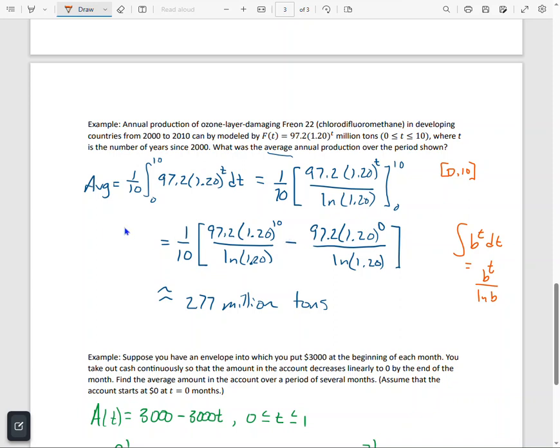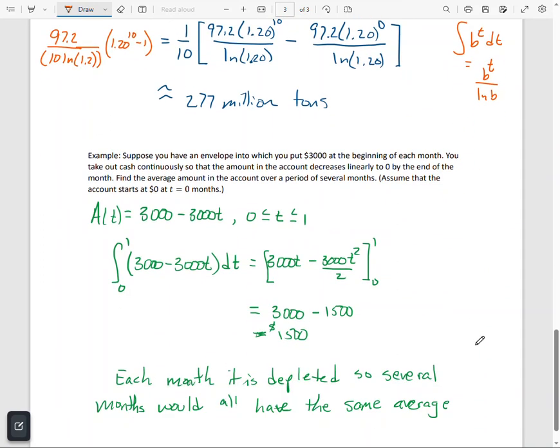So we could even factor out. I would probably enter this in my calculator as that, and then I would do 1.20 to the 10th. 1.20 to the 0 power is 1. So I'd find this coefficient, and then I would find this value, and then I would multiply them together, and we get about 277 million tons was the average annual production of the Freon 22 over those years. Average, it got higher in some years.